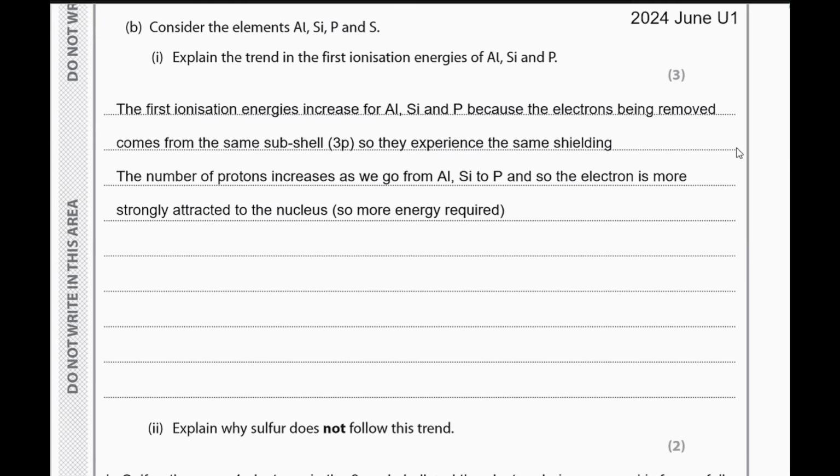Moving on, another question. It says, consider the elements aluminum, silicon, phosphorus, and sulfur.